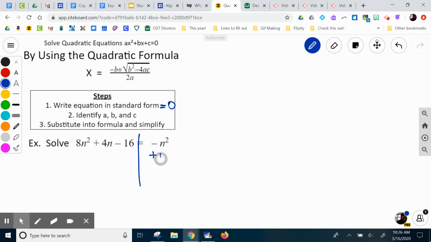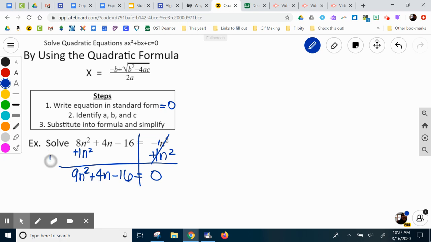So to move it to the other side, I've got to add n squared. If I do it to one side, I've got to do it to the other. So I've got to add an n squared here. And remember, it's an invisible 1 in front of that. So that cancels out, and I've got my 0 over here. Over here, I've got 9n squared plus 4n minus 16.